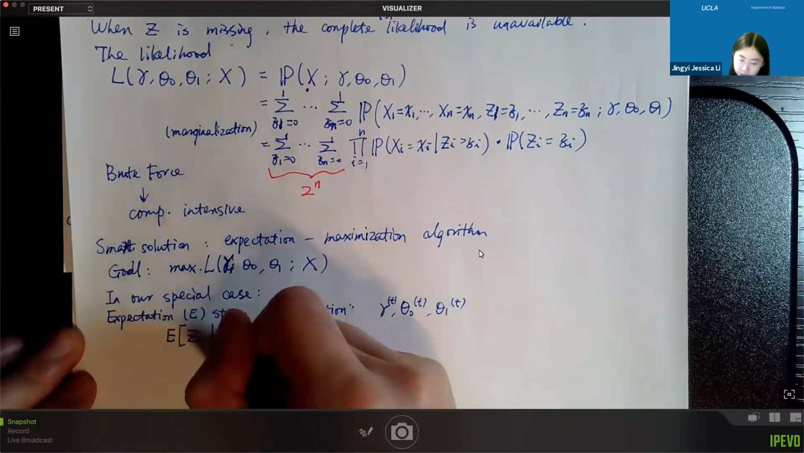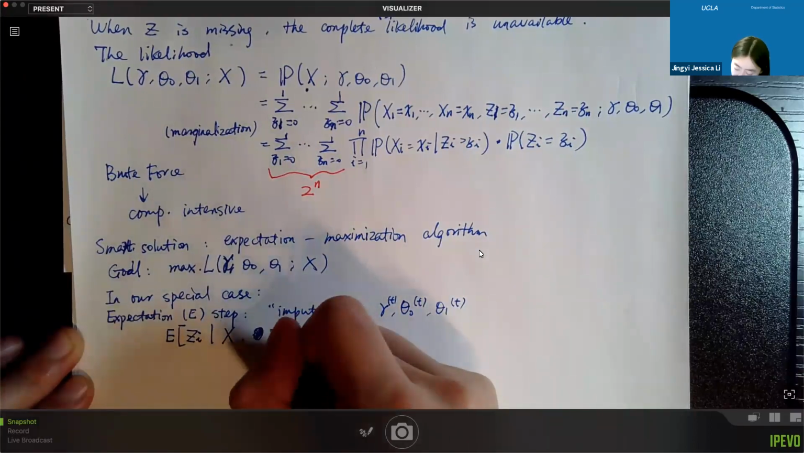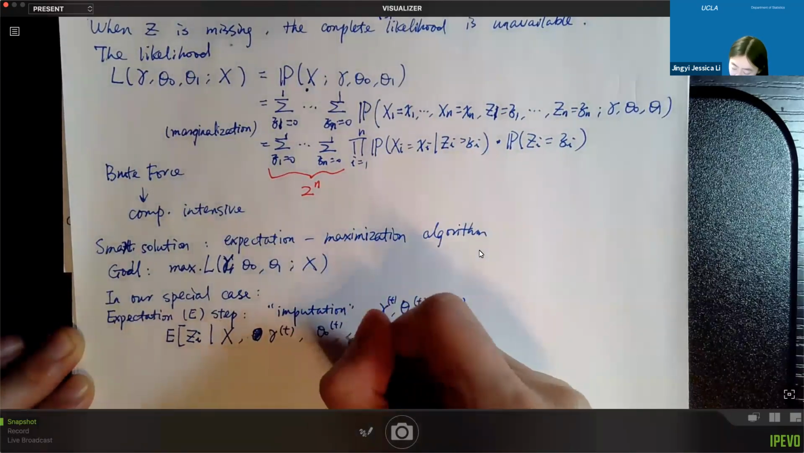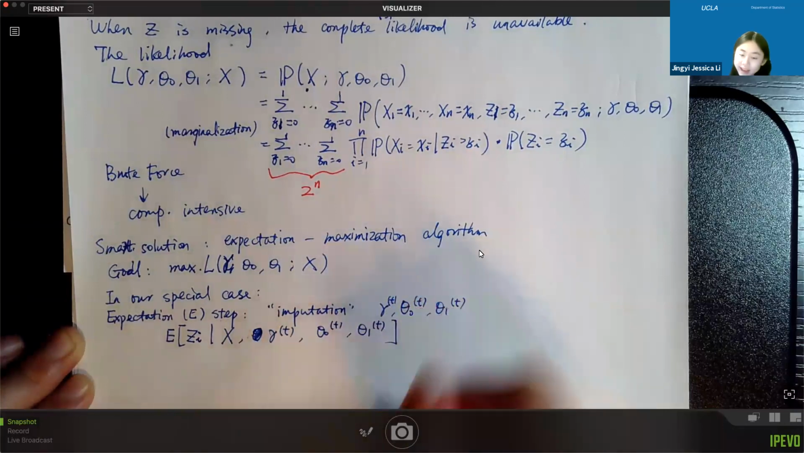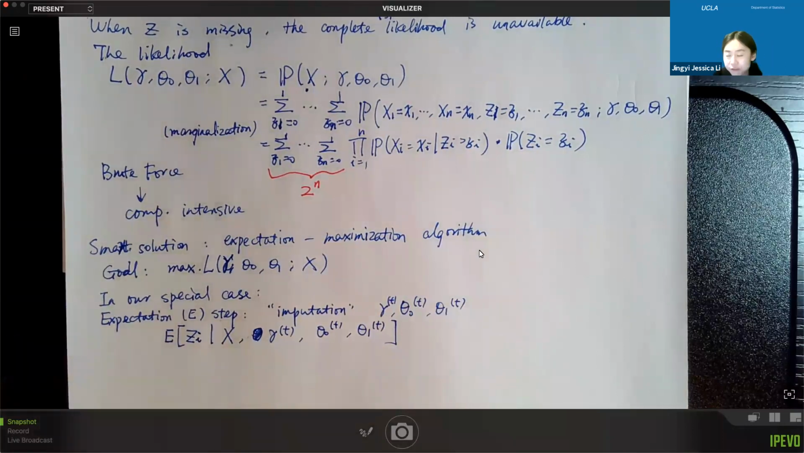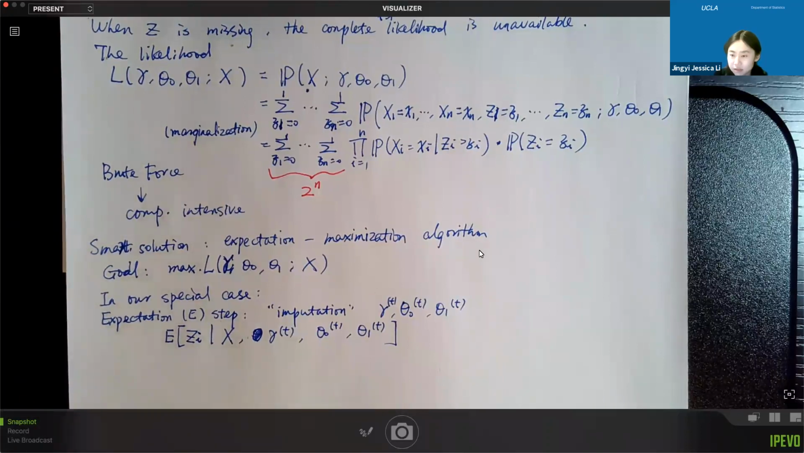given my observed data and the current parameter values, gamma t, theta 0 t, and theta 1 t. I need this. Once I can compute this, it's as if I have access to the hidden data. Then in the next step, I'm going to use this expectation in place of Z1 to Zn in my complete likelihood. Then I can use the complete likelihood MLE directly. So this is a very easy computation. So how do we compute this?